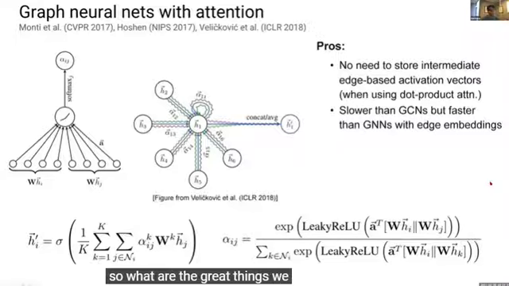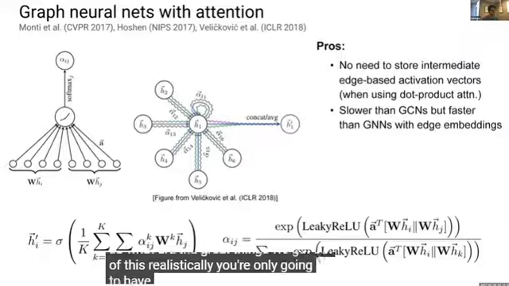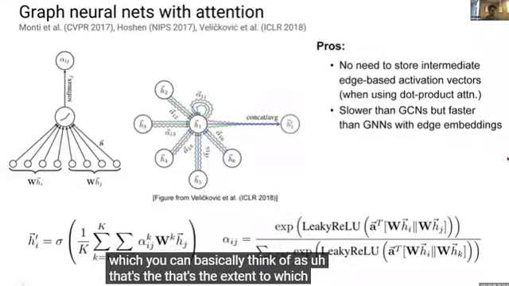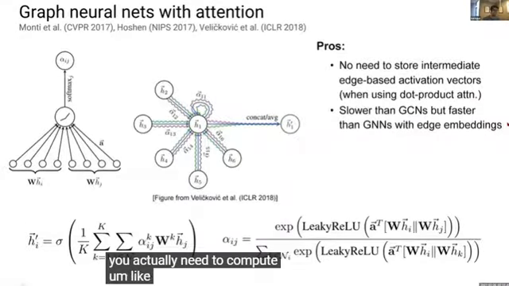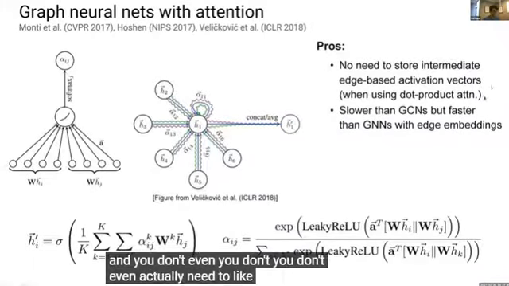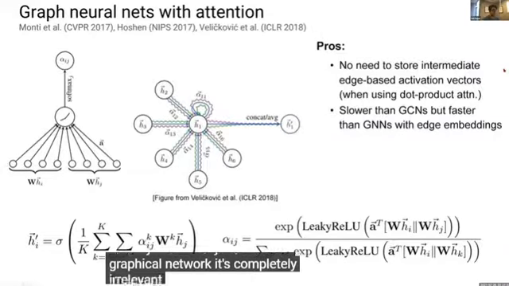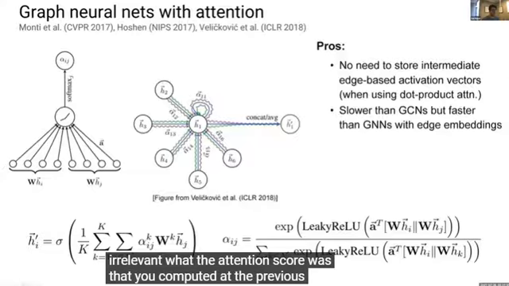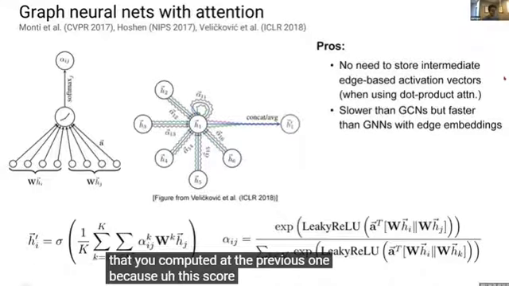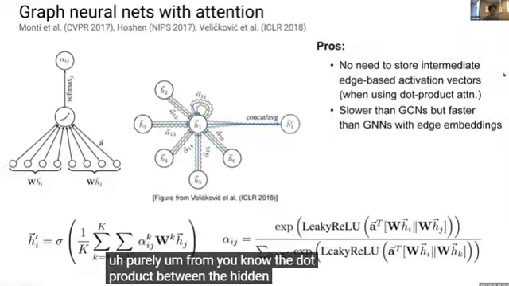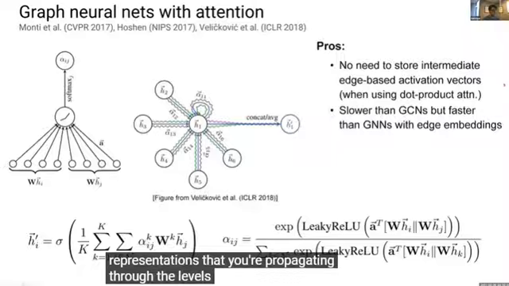So what are the great things we get out of this? Realistically, you're only going to have 4 or 8 or 16 heads at max, which you can basically think of as the extent to which you actually need to compute anything specific to one particular edge. And you don't even actually need to store these for layer 2 of the graph neural network. It's completely irrelevant what the attention score was that you computed at the previous one, because this score is computed purely from the dot product between the hidden representations that you're propagating through the levels.